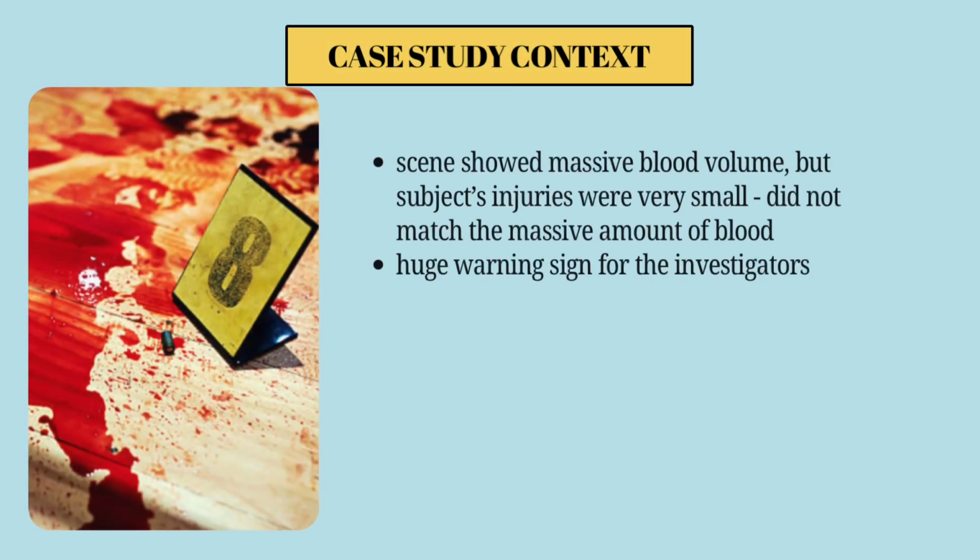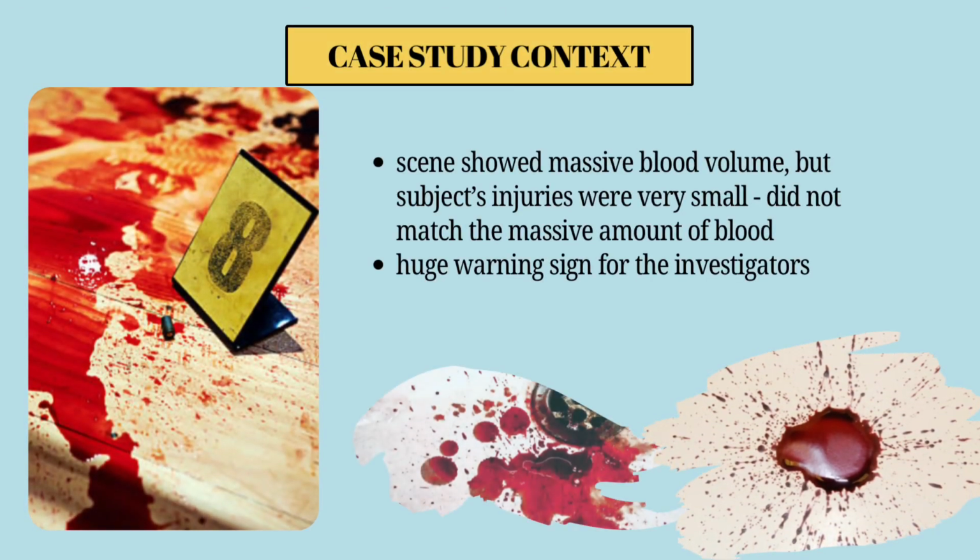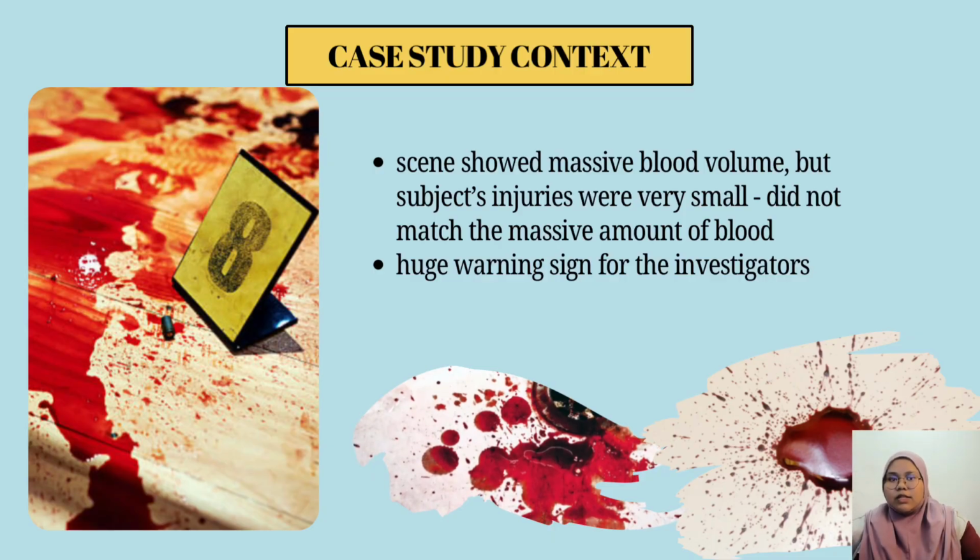So what was the actual case about? The scene looked like a massive bloody fight. There was a huge amount of blood spread everywhere in the house. But the person at the scene only had very small light injuries. The injuries did not match the massive amount of blood. This mismatch was the huge warning sign for the investigators. The main goal was to answer one question. Was this a real violent crime, or was the scene faked to look worse than it was?